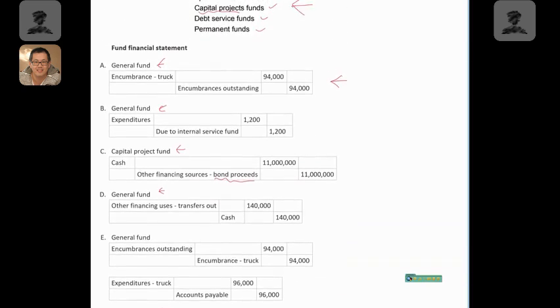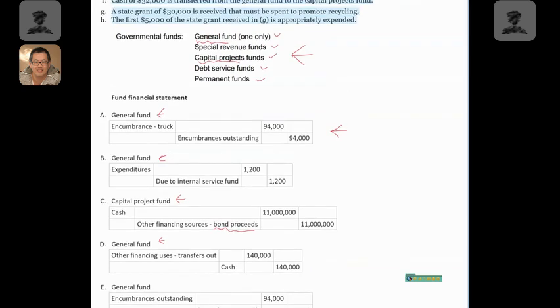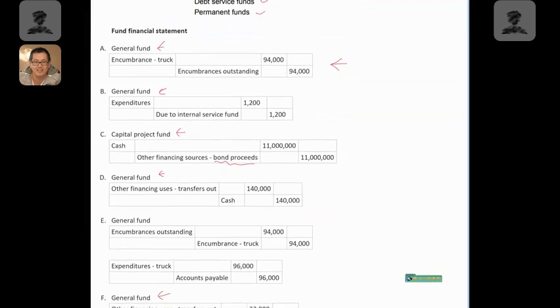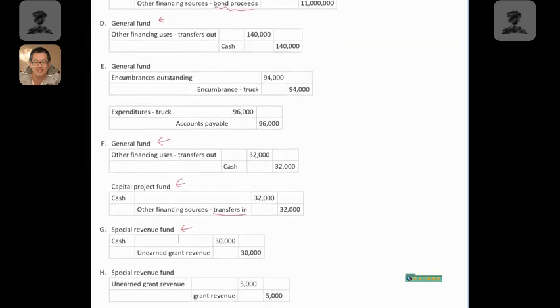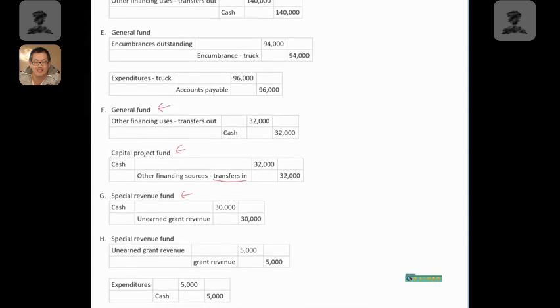Then the last transaction. The first 5,000 of the state grant received in G is properly expended. So they found a way to use those funds. The journal entry is to recognize that revenue. This is also for the special revenue fund. We debit unearned grant revenue and credit grant revenue. This is when revenue is actually recognized. And the next entry, to spend those grant funds, is to debit expenditures and credit cash 5,000.